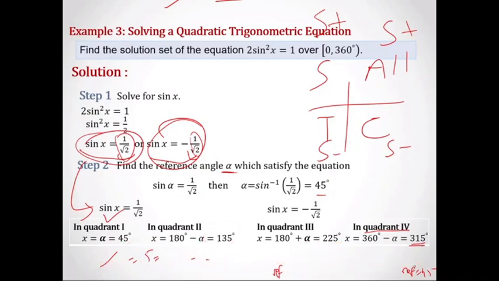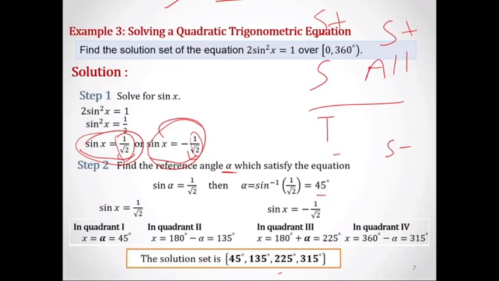Now these are the solutions of this equation. So the solution set will be, of course, these are the solutions over this interval, 0 to 360. For the general solution, of course, you will add 2k pi to the solutions here because of sine.